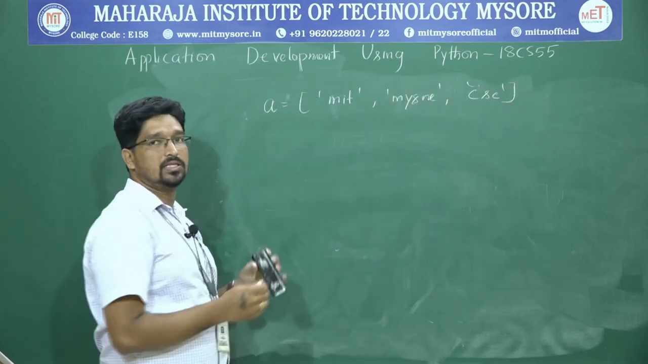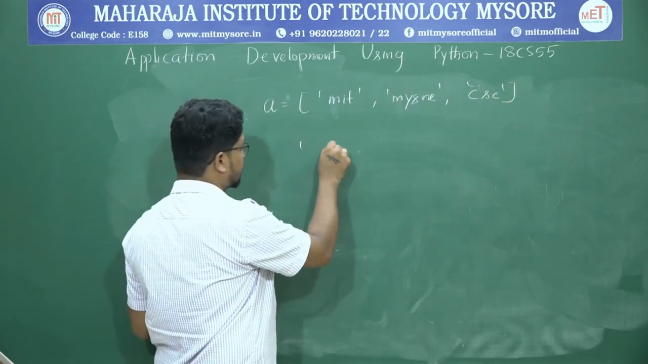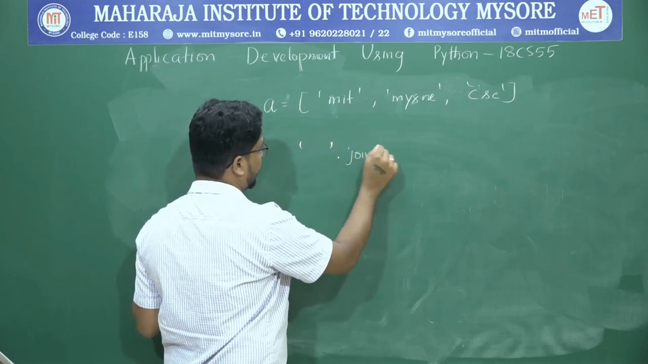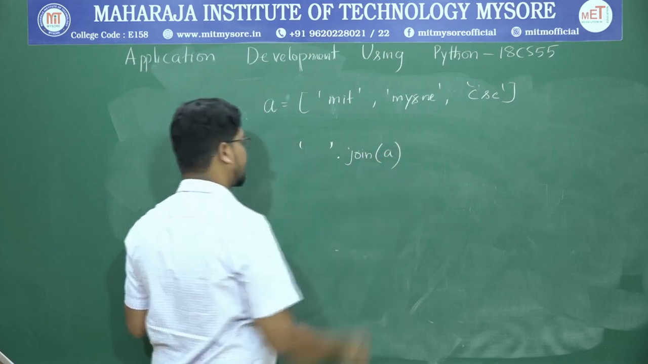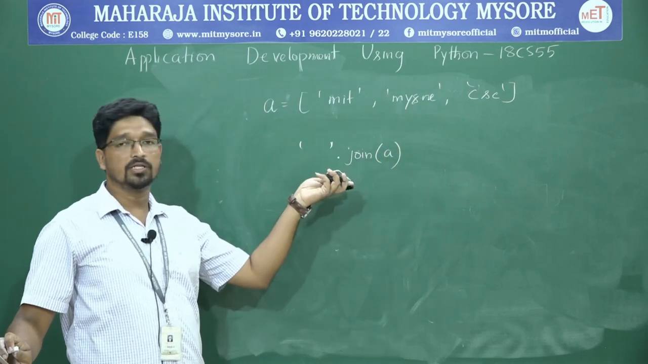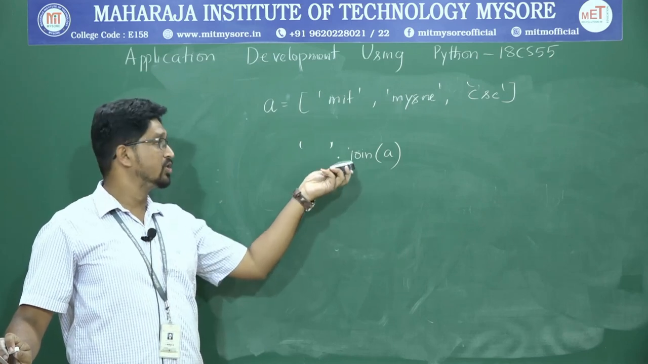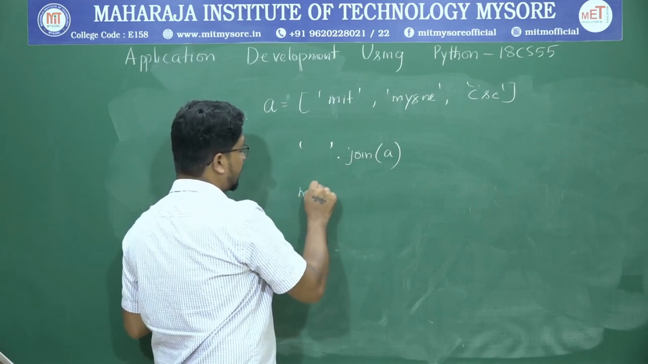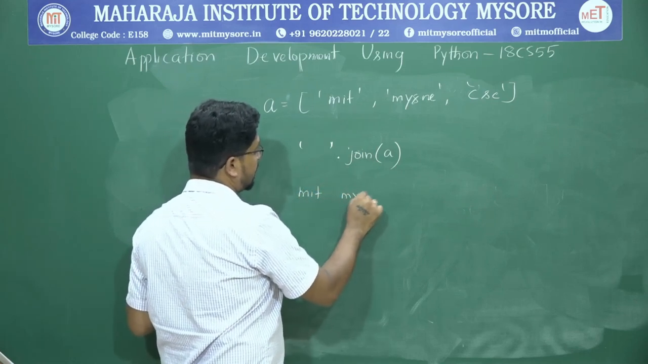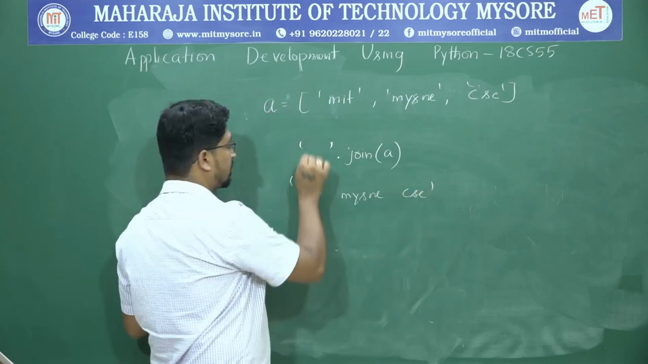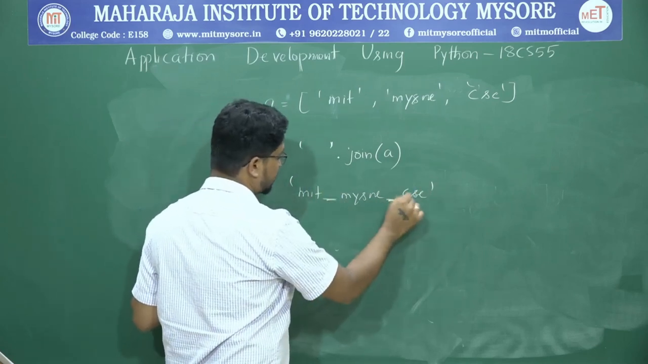Now if you want to join this, you first pass the space, dot join of A. It's a reverse. Initially we used to say A dot split. Now it is the join function. The join method is the reverse of split. Now what happens? You will get output as, instead of three words, MIT Mysore CSE, one single string, joined using a space.